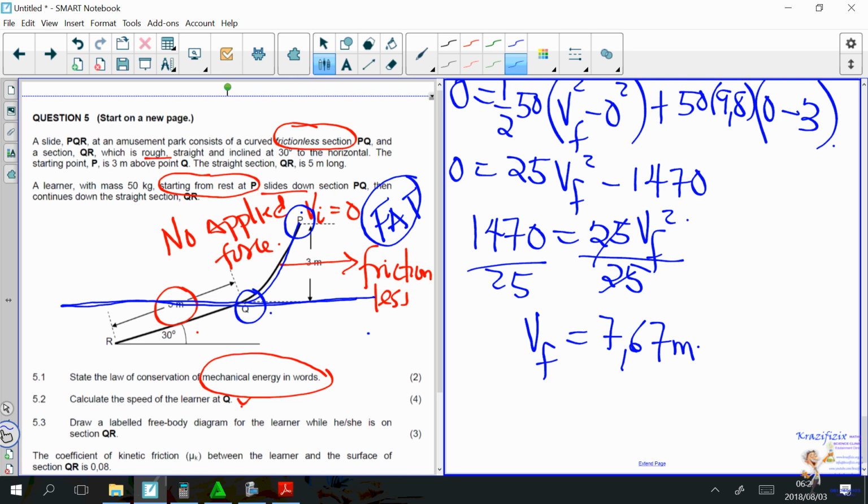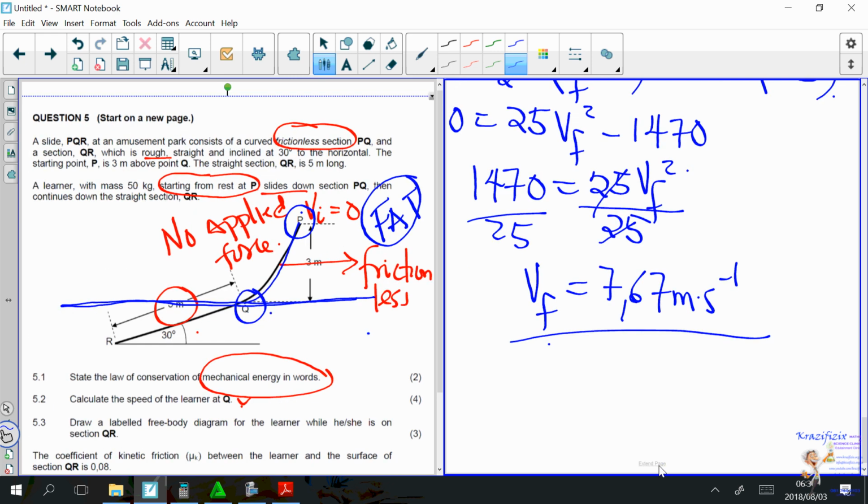So just in case you forget the mechanical energy formula, please run back to your work done by non-conservative forces. No non-conservative force, we automatically get a 0. All right. Now, 5.3: draw a labeled free body diagram showing all the forces for the learner while he or she is on section QR.